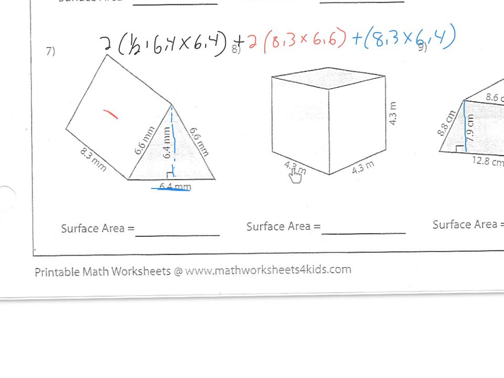The next one, it's all squares. So all the dimensions are the same. So find the area of this one side here, which is going to be 4.3 times 4.3, and then multiply that by 6 because you have 6 sides.